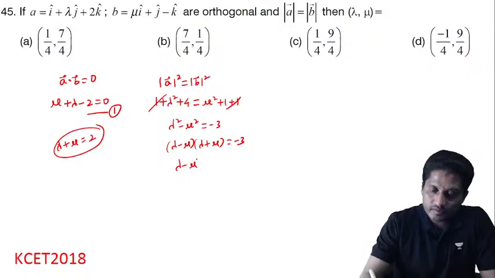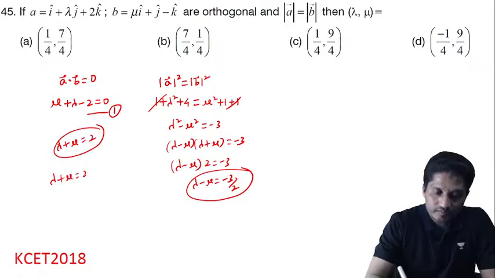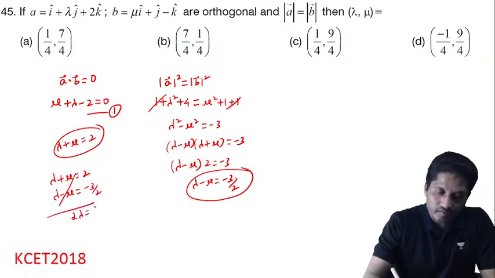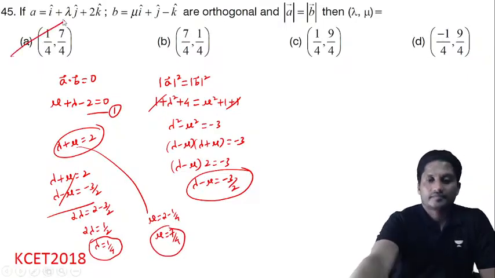So lambda minus mu to 2 is equal to minus 3. Lambda minus mu is equal to minus 3. If I solve these two equations, lambda plus mu is equal to 2, lambda minus mu is equal to minus 3 by 2. 2 lambda is equal to 2 minus 3 by 2, so 2 lambda is equal to 1 by 2, which means lambda is 1 by 4. If lambda is 1 by 4, mu is equal to 2 minus 1 by 4, so mu is equal to 7 by 4. Okay, answer is option A.